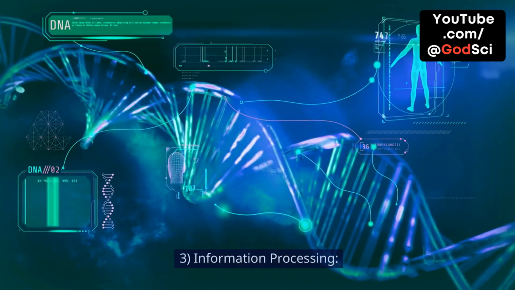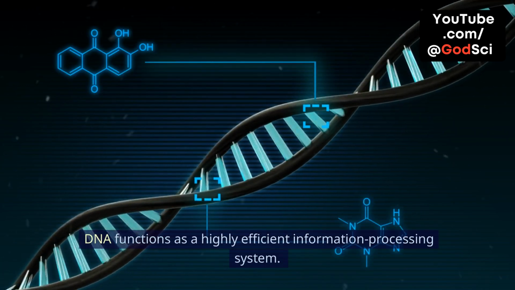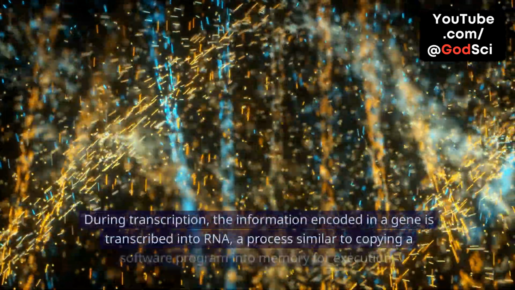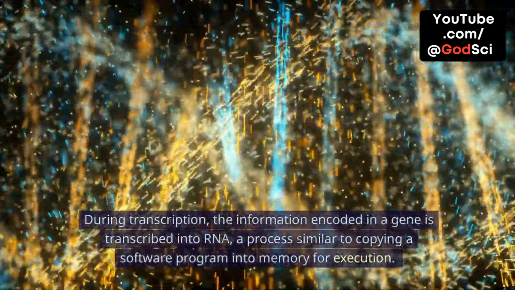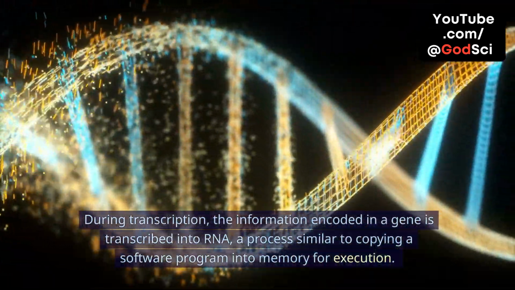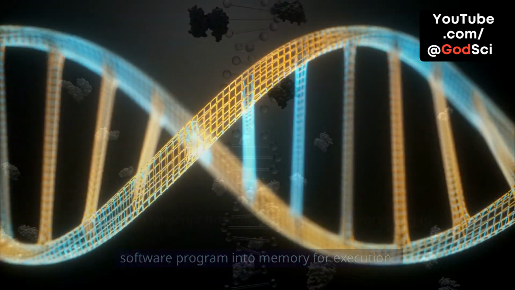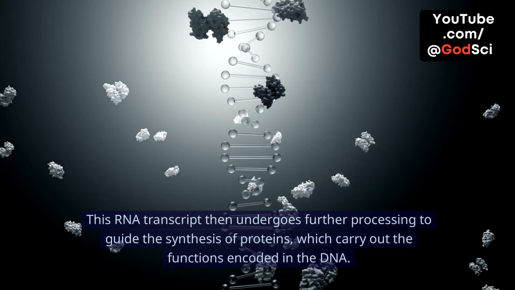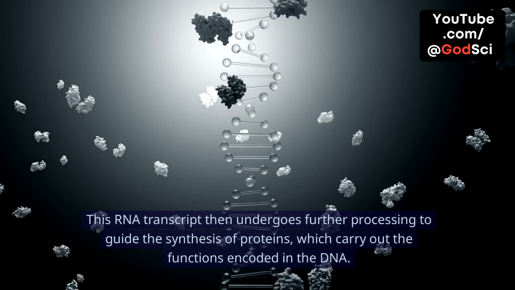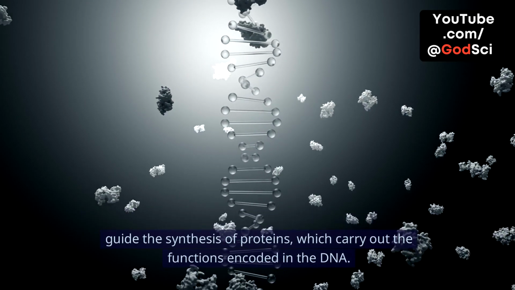3. Information processing. DNA functions as a highly efficient information processing system. During transcription, the information encoded in a gene is transcribed into RNA, a process similar to copying a software program into memory for execution. This RNA transcript then undergoes further processing to guide the synthesis of proteins, which carry out the functions encoded in the DNA.